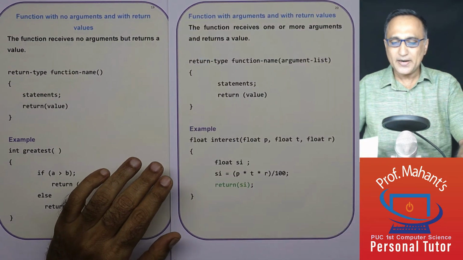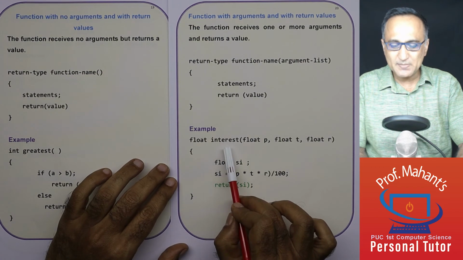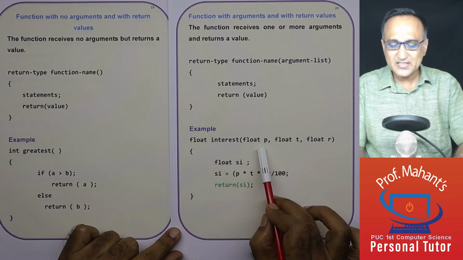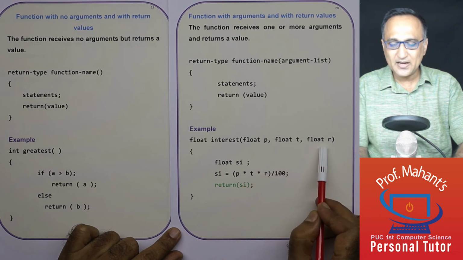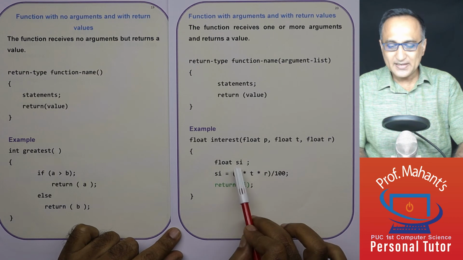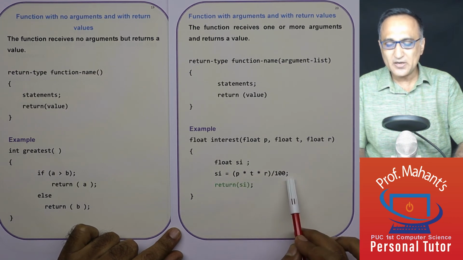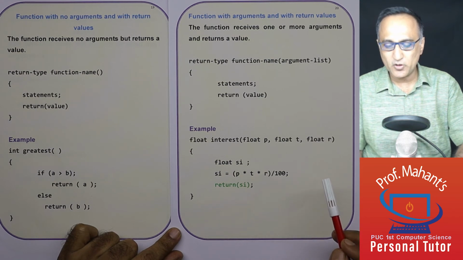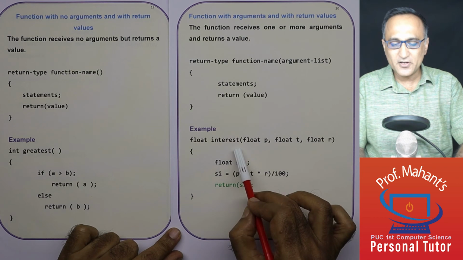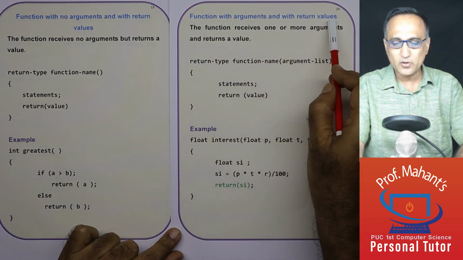Now let's take a look at one more problem. Here I have a function whose name is interest, whose return type is float, and it has three arguments p, t and r of floating data type. And I have float si or simple interest. So I say simple interest is p t r upon 100 or 100.0, whatever you want, and it has a return. So what is this an example of? It is a function having arguments and also having a return type. That is exactly what it is.